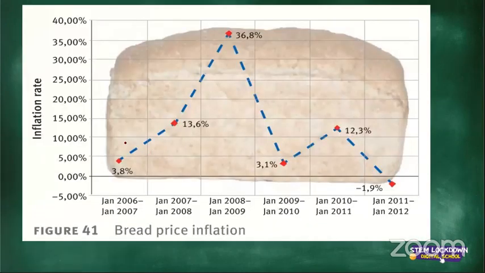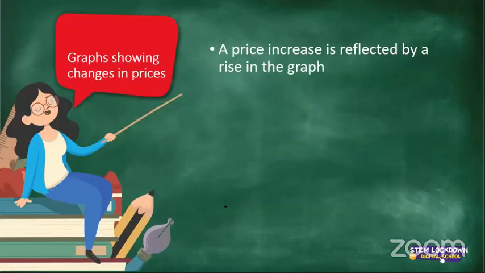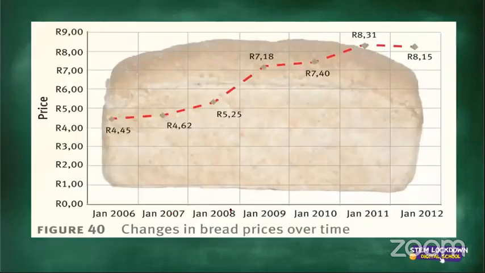You see, that is what informed this 3.8%. I hope you are following. You're following, right? You can see what we are doing here. That is how this one was calculated. Same way, to find the inflation for January 2007 to January 2008. Let's go back to that graph. January 2007 to January 2008.